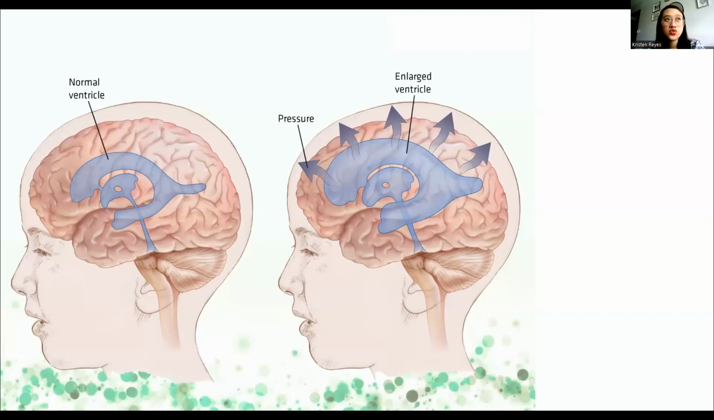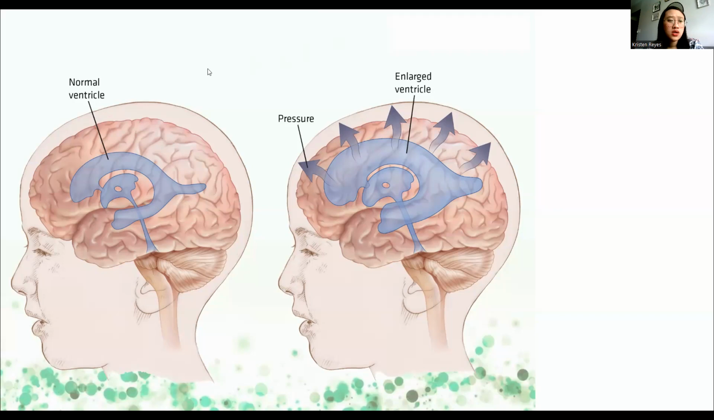Hydrocephalus occurs when there is an abnormality in the flow of the cerebrospinal fluid. The cerebrospinal fluid is the fluid that floats around the brain. It cushions the brain so that when you move your head, the brain is not easily injured.